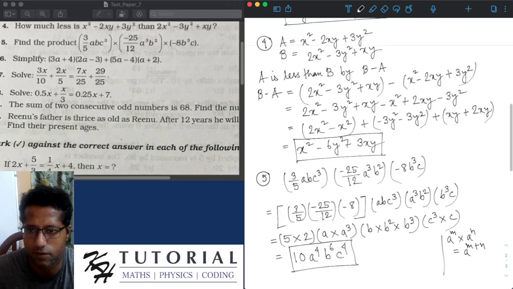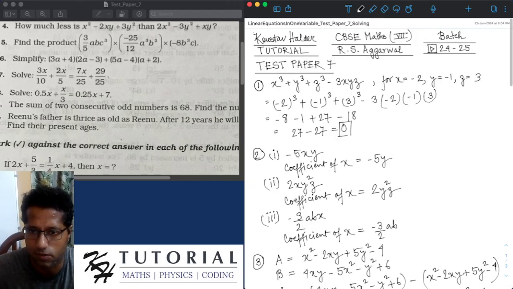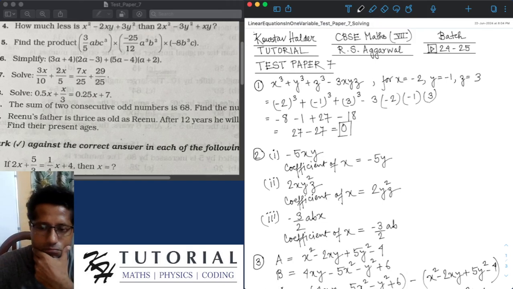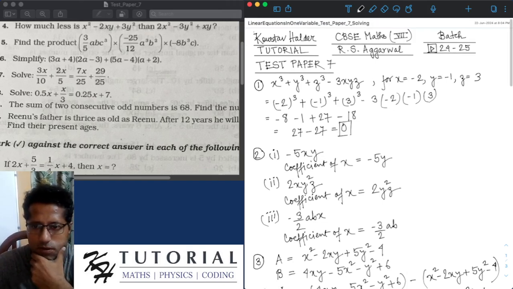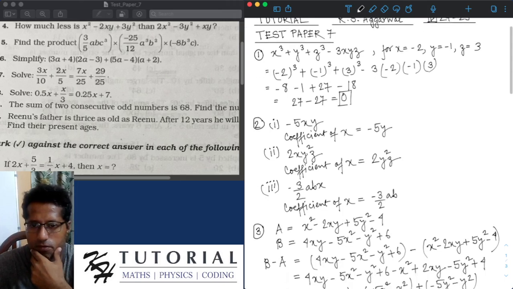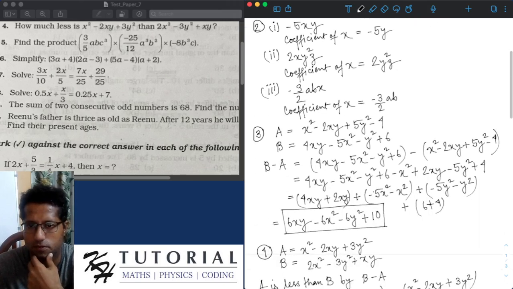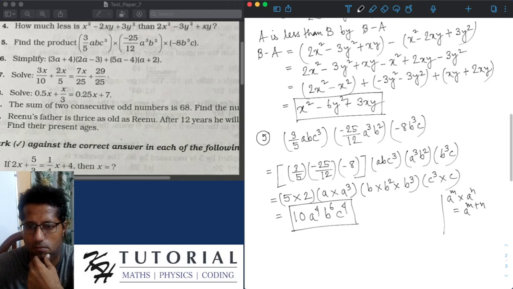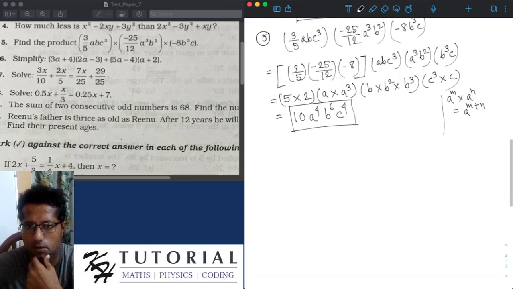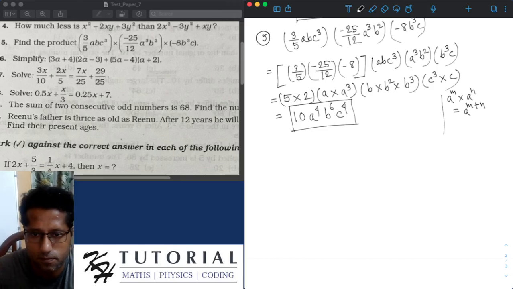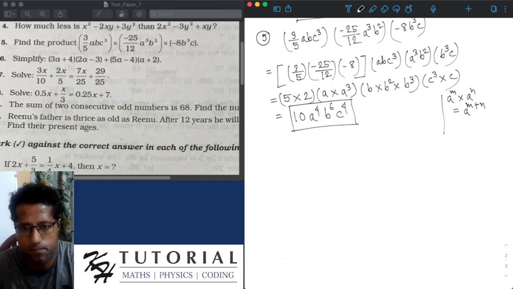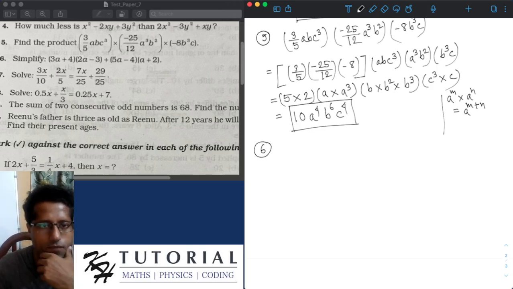While I am solving the problem, you can pause the video and try yourself, and if you can't solve it, you can see my solution. Also you can pause the video and take a screenshot for your future reference. Okay. Problem number 6 is simplify.